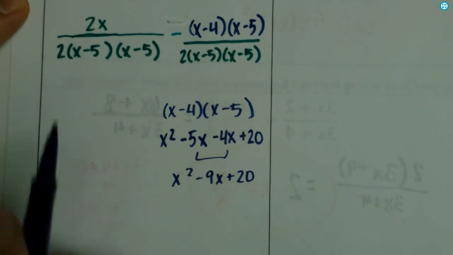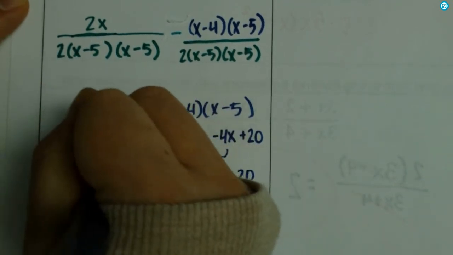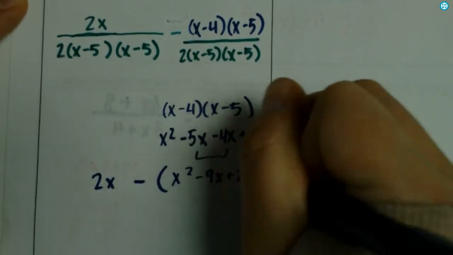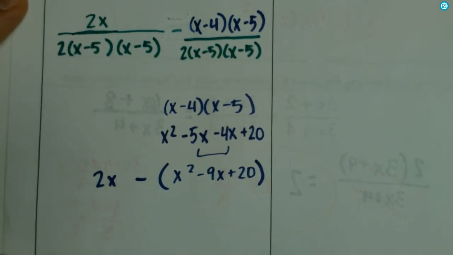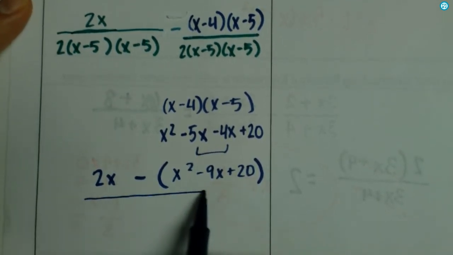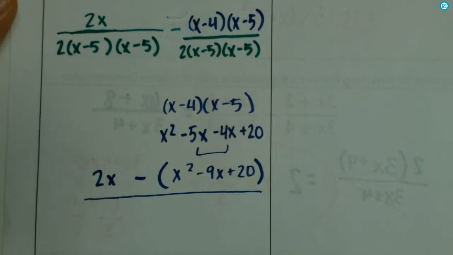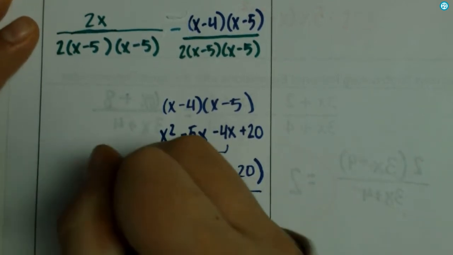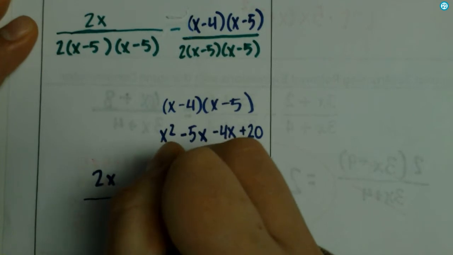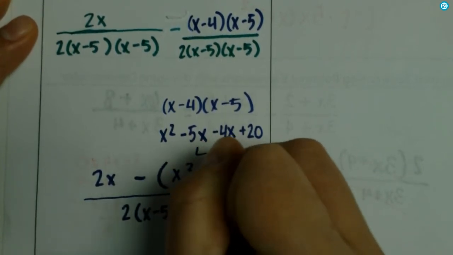So I have 2x is the top of my first fraction minus all of this. So I'm going to put it in parentheses because I need to subtract all of it. And then that's all over a common denominator. So I can go ahead and just write the denominator once now. So 2 times x minus 5 times x minus 5.